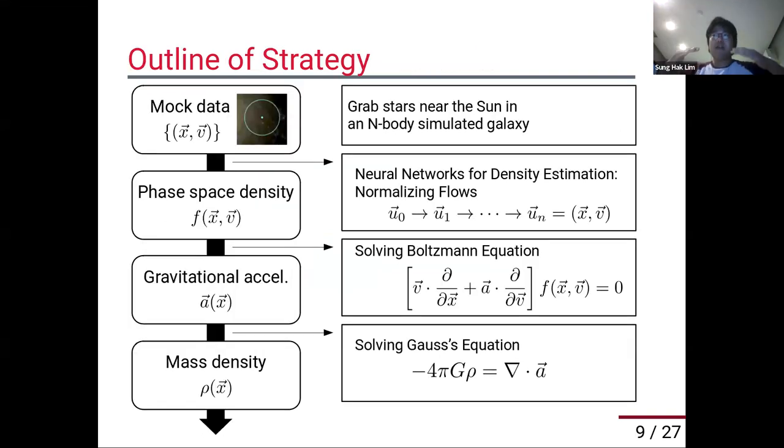So this is just a quick outline of the strategy. First of all, we grab some stars near the sun in a simulated galaxy, and we use a neural network to estimate the phase space density of the stars. After then, we solve the equation of motion, which is the Boltzmann equation, to identify the gravitational acceleration field. And after then, we solve the Gauss equation to find out the mass densities. So this is a quick outline of our strategy.